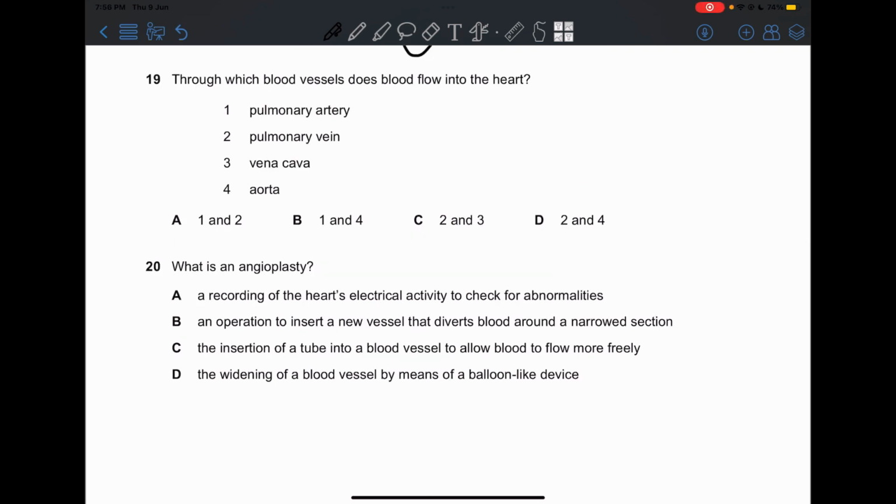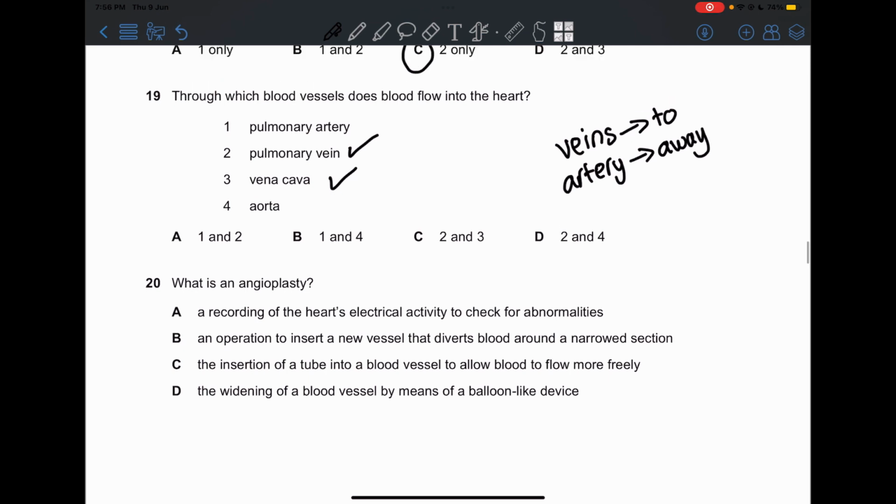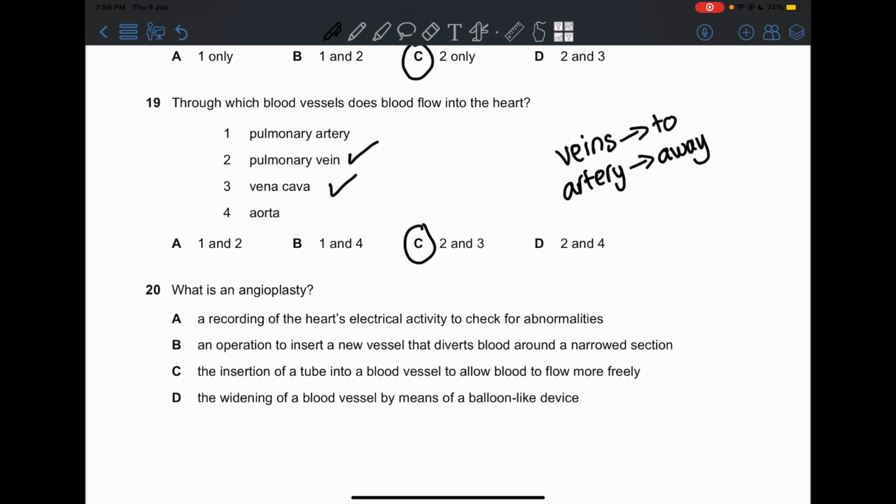19. Through which blood vessels does blood flow into the heart? Now of course we know that veins are towards the heart, and arteries are away from the heart. So we need something that is a vein over here, which is actually the vena cava, of course, and the pulmonary vein, which is the blood vessel that is coming from the lungs that contains oxygenated blood that flows into the left chamber of the heart. So our answer will be C, 2 and 3.